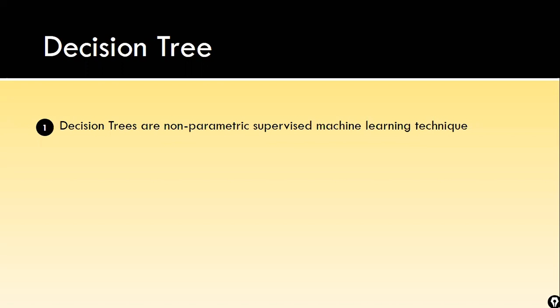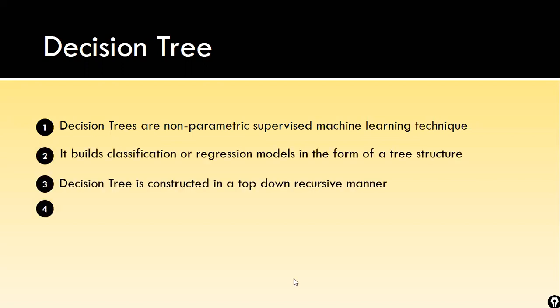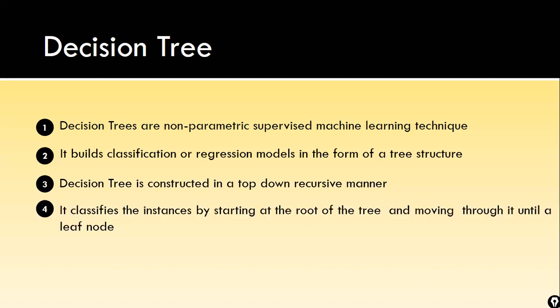Using decision tree, you can fit both regression as well as classification related trees. It builds classification or regression models in the form of a tree structure. It is constructed in a top-down recursive manner. If you put a tree image in an inverted way, that is how the decision tree will appear. Using decision tree, we can classify the instances by starting at the root of the tree and move through it until a leaf node.